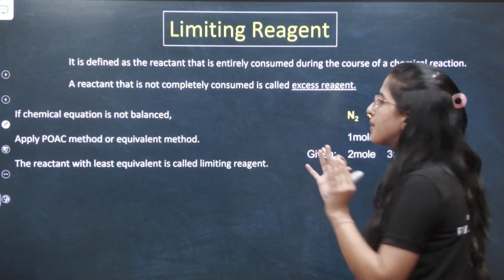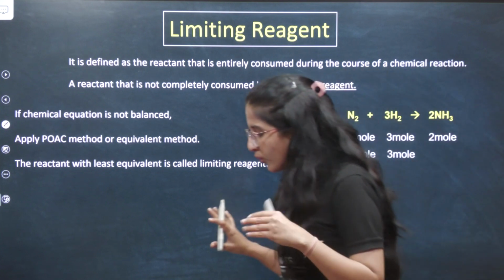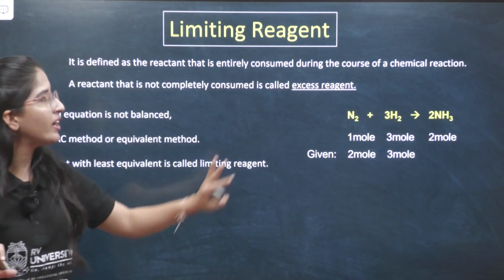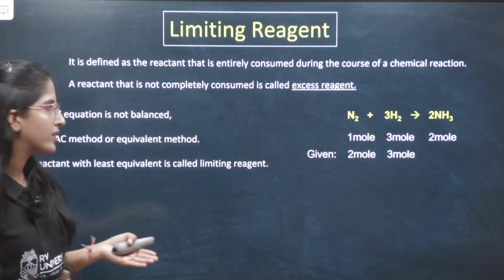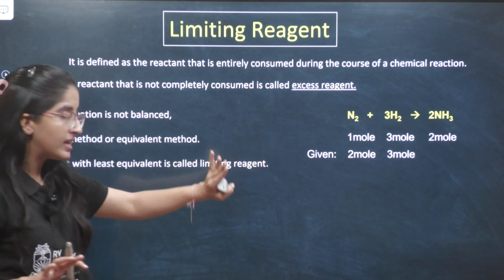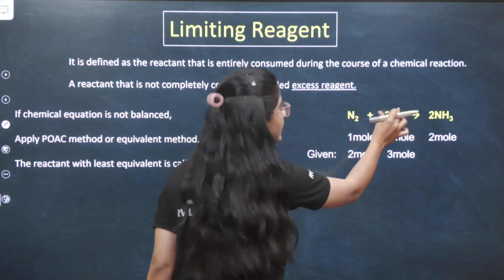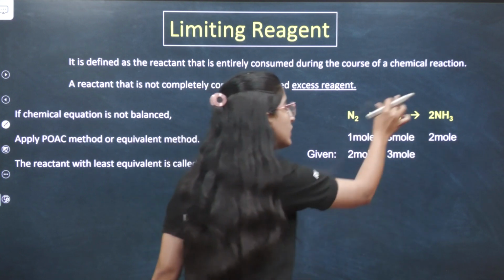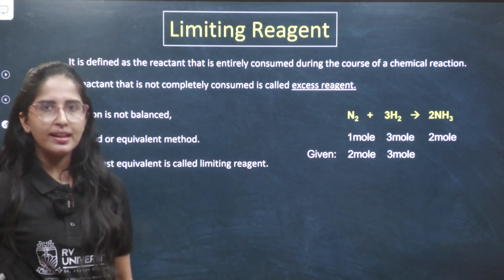So I will tell you a simple example, then you will understand. See here, nitrogen combines with hydrogen to give 2 moles of NH3. Now what I have done here, I have balanced the equation. You can also use POAC concept. Now I have balanced. See clearly here, 1 mole of nitrogen requires 3 moles of hydrogen to give 2 moles of ammonia. It is according to the balanced equation.